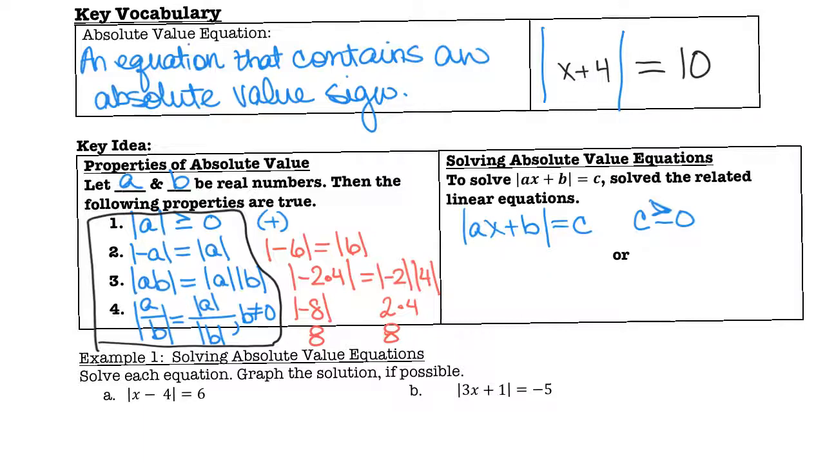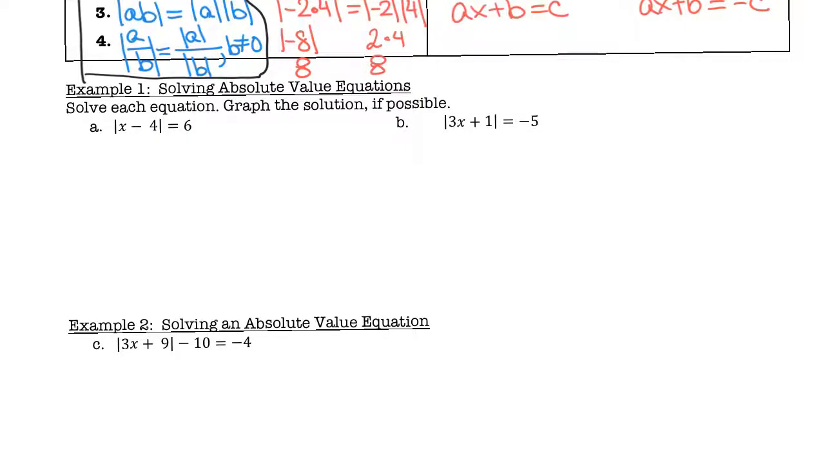So in order to solve this, we would set ax plus b equal to c and solve for x, or we would set ax plus b equal to negative c and solve for x, and that would actually give you 2 answers to these types of problems. So example 1, let's dive into it. We have x minus 4 in the absolute value sign equals 6. So we're going to make x minus 4 equal to 6, and we're going to take the expression inside the absolute value sign, x minus 4, and we're going to make it equal to negative 6.